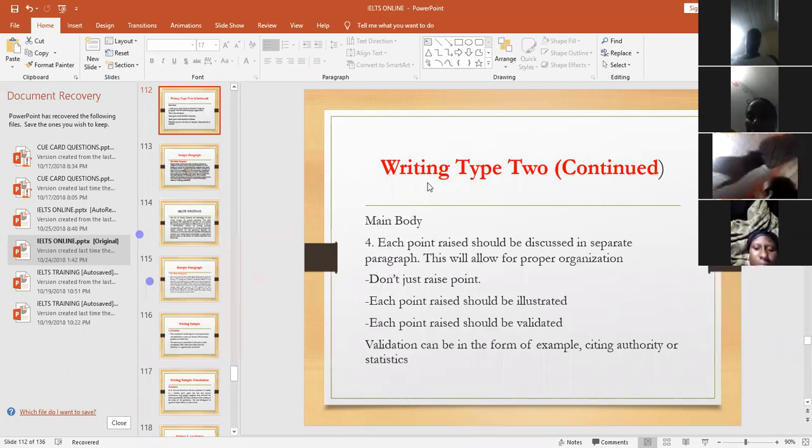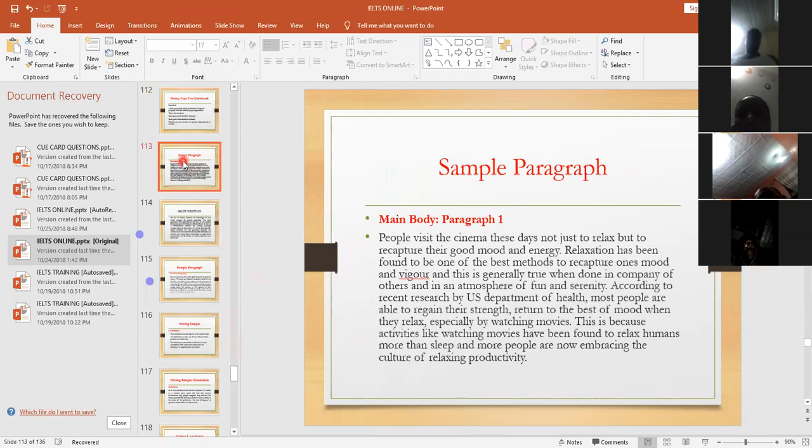After you've introduced the point, what you need to do is illustrate the point, then you validate the point. In this way, when you are writing, don't raise 10 points. I say raise 2 points. When you've raised 2 points, discuss the 2 points. It will fetch you more marks than raising 10 points. So now, one of the points that was raised, I will discuss it now. Let me create a space to write.